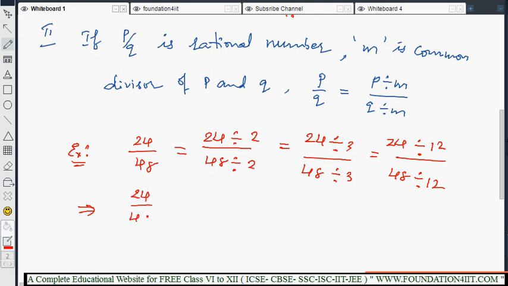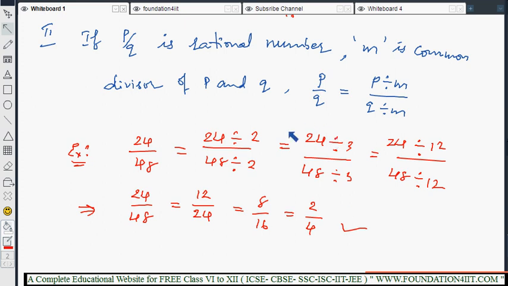24 by 48. 24 by 2 is 12, 48 by 2 is 24. Now 24 by 3 is 8, 48 by 3 is 16. Now this is 2 by 4. So these are all the equivalent fractions, right? 24 by 48, 12 by 24, 8 by 16 and 2 by 4. These are all the equivalent fractions.